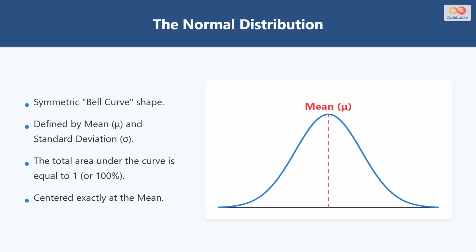First, let's recall what the normal distribution looks like. It is the famous bell curve shape. It is defined entirely by two numbers: the mean, or mu, which is the center, and the standard deviation, or sigma, which determines how wide the curve is. The most important rule to remember is that the total area under this entire curve is always equal to 1, representing 100% probability.